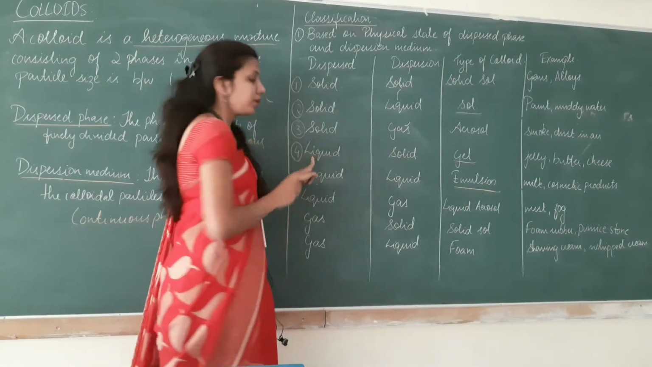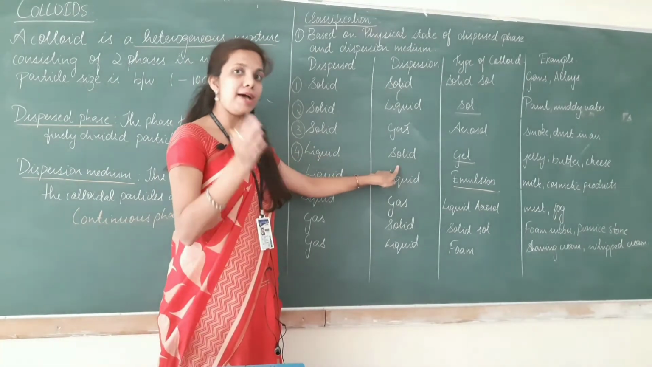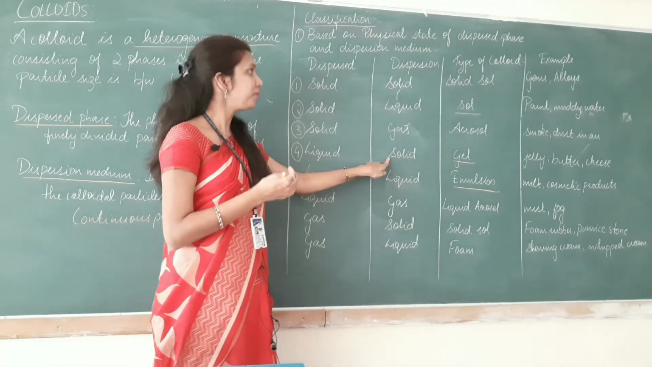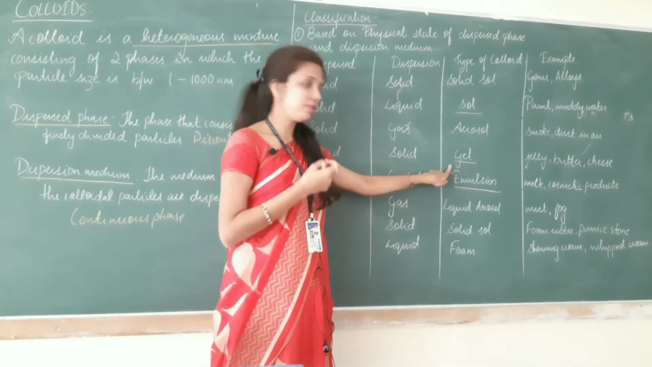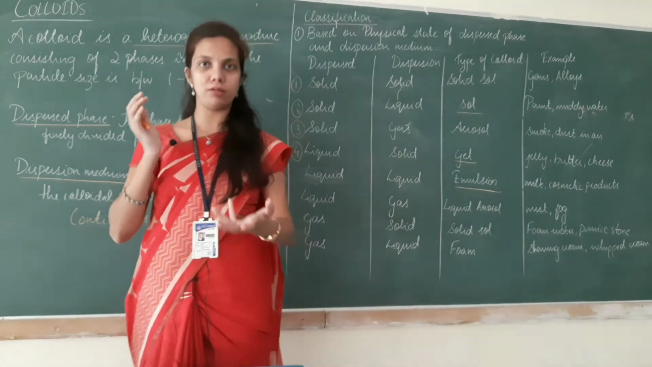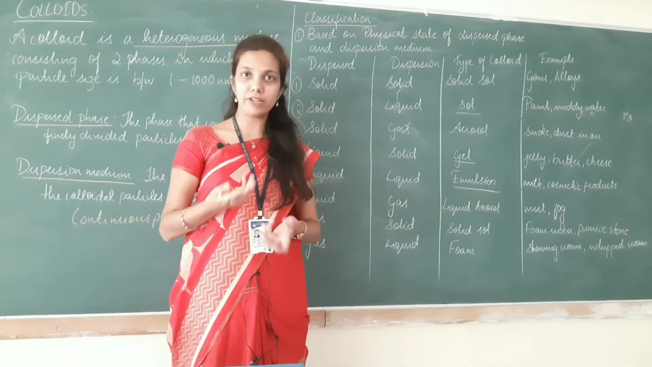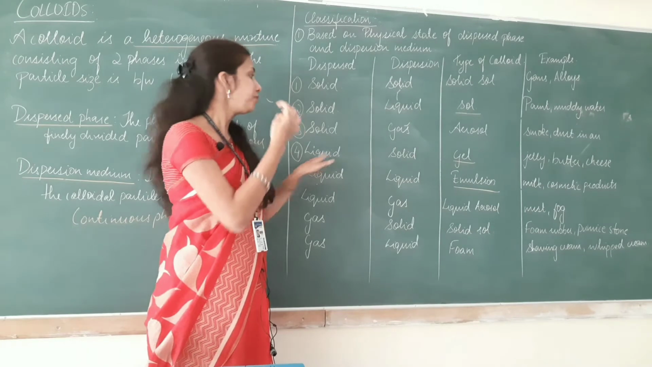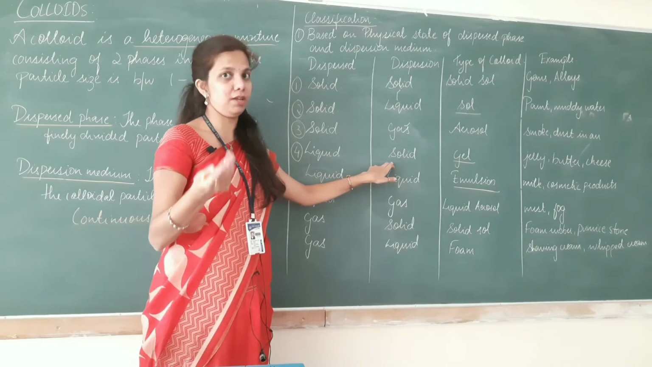Coming to the fourth, now we are taking the dispersed phase as liquid and the dispersion medium as solid. So liquid is my dispersed phase and solid is my dispersion medium. Then the type of colloid that results in formation is called a gel. Very common examples, which we use while having food, are butter, cheese, wherein we have a liquid as a dispersed phase and solid as a dispersion medium. Also another example could be the jelly chocolates that we eat.